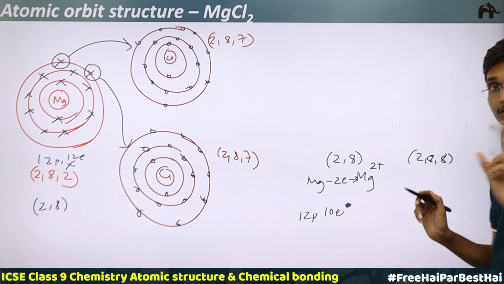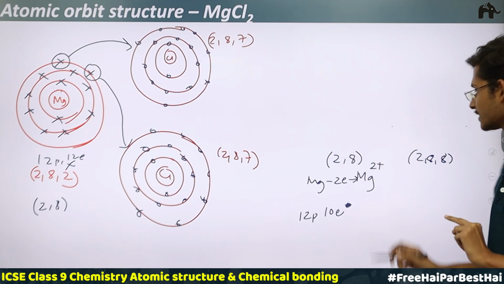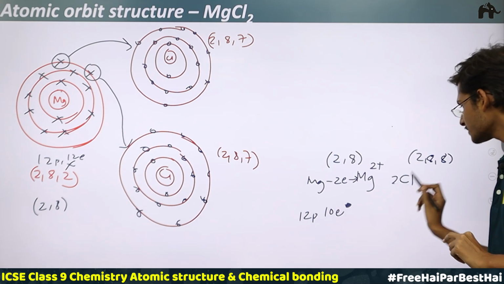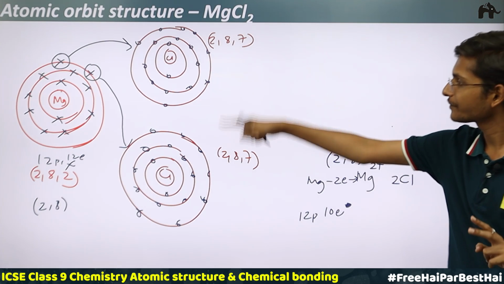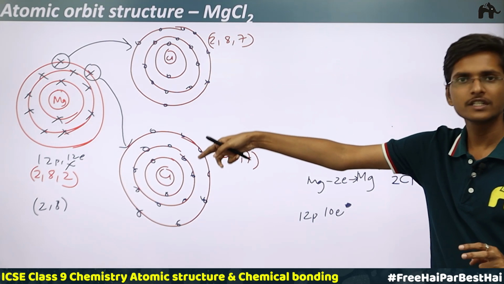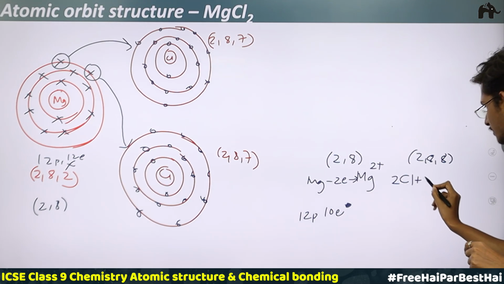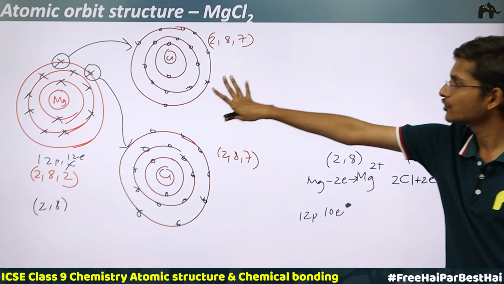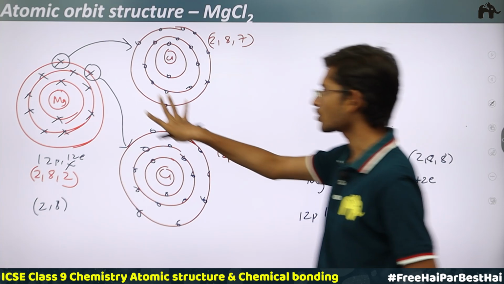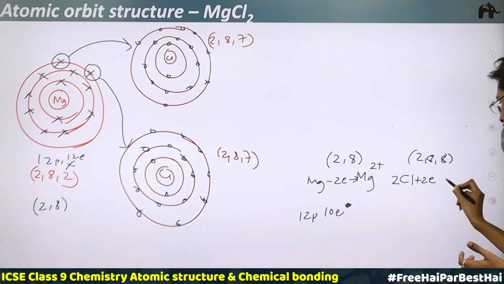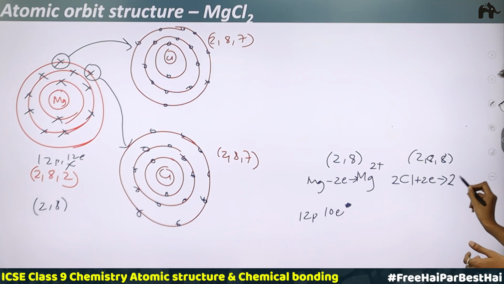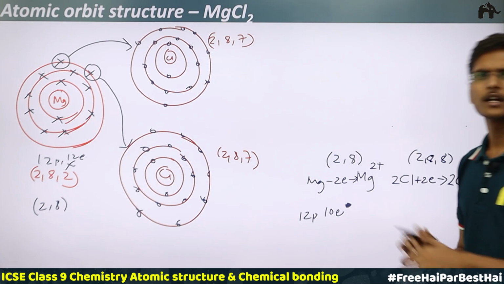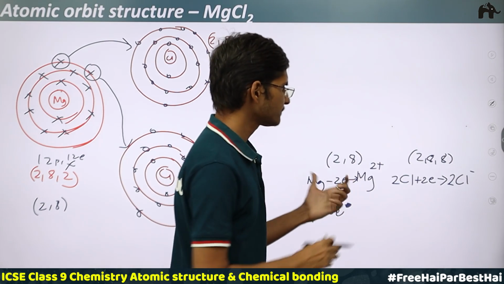Now here we are talking about 2 chlorine atoms, right? So these 2 chlorine atoms, I would just write here as 2 chlorine atoms, gaining 1 electron each. So I would simply write 2 electrons, cumulatively, the sum total: 2 chlorine atoms gaining 2 electrons, forming 2 chloride ions.